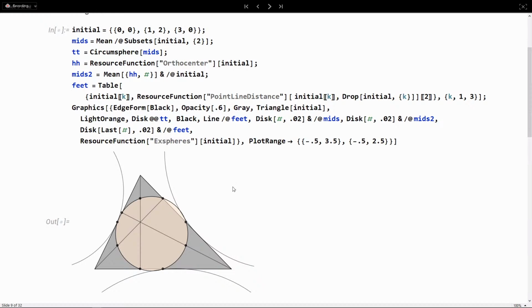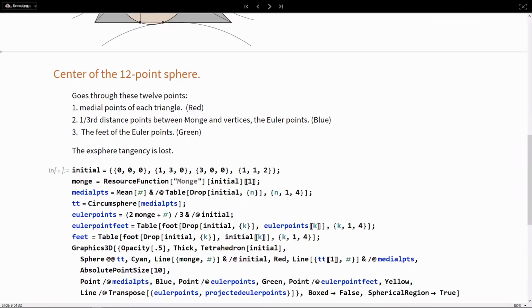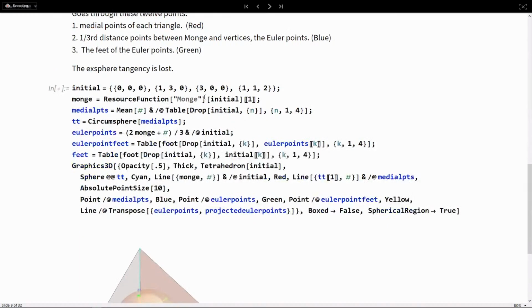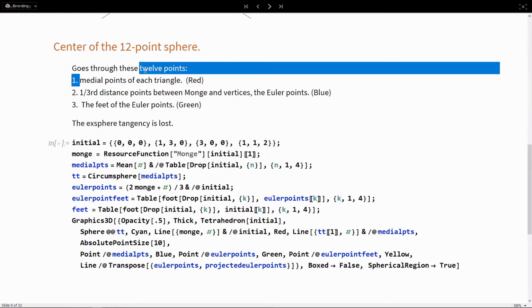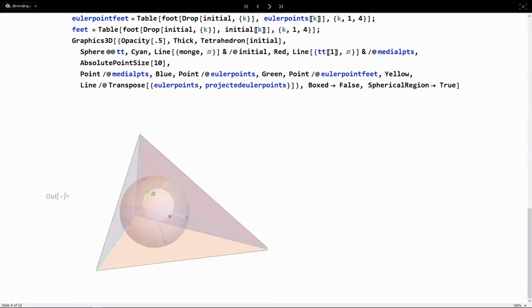center. And it turns out that it is tangent to the 3 excircles of the triangle, which I will get into. However, it's more complicated for a tetrahedron. You have the medial points of each triangle, and those are the centroids of each face. 1/3 distance point between the Monge point and the vertices, which are known as the Euler points, and then the 3 feet of the Euler points. And I illustrate all that here.